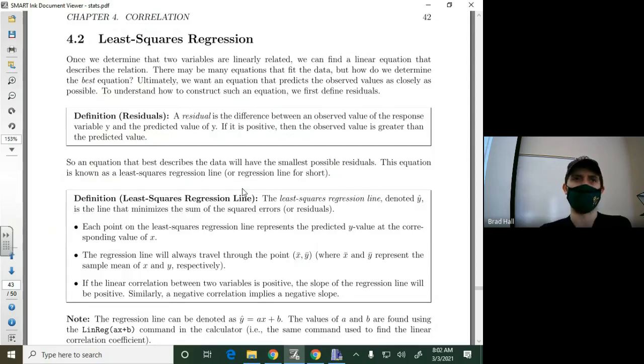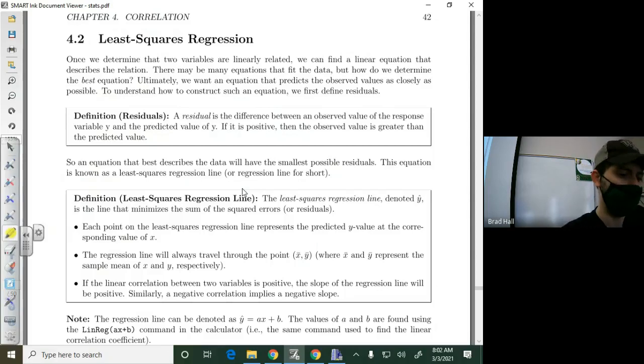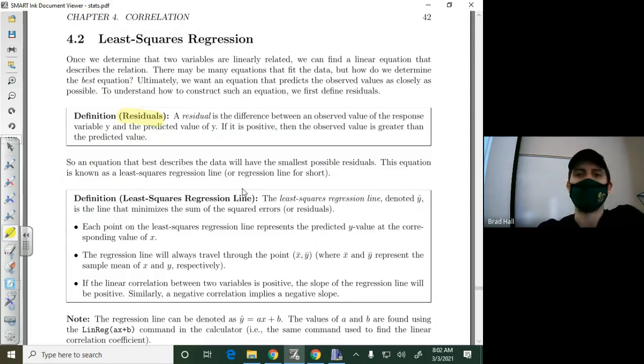We want to basically extend correlation to a formula that allows us to help predict other observed values that we may obtain, which we'll see here momentarily. The first thing we're going to talk about is this idea of residuals. A residual is a difference between an observed value and a predicted value. The observed value would be a specific data point that we found in a study, and the predicted value would be what we think that value would have been.